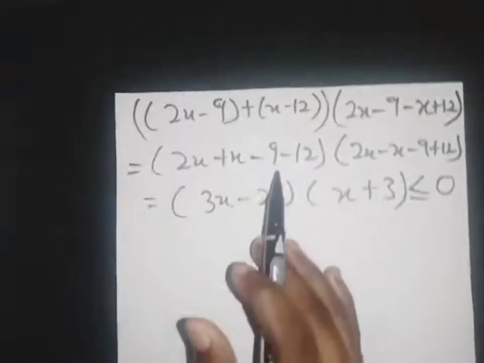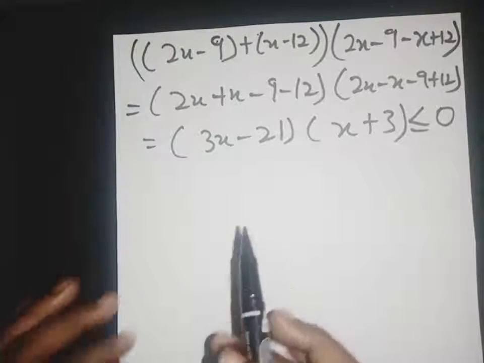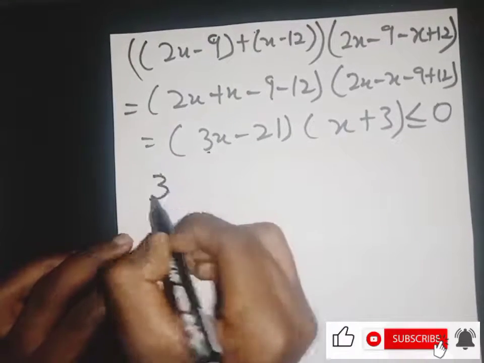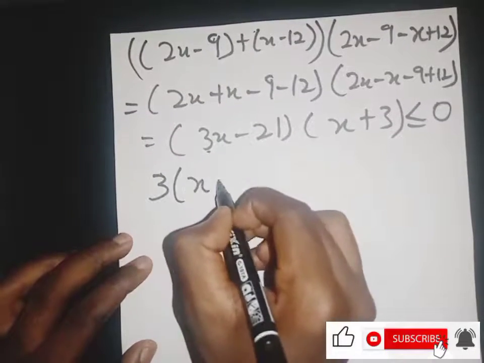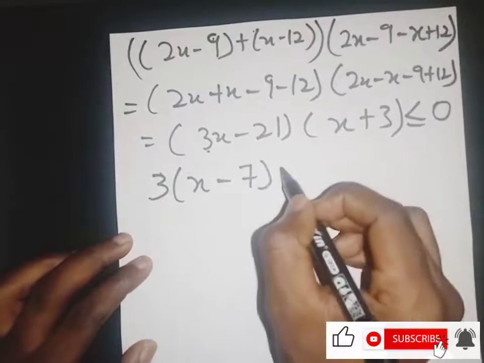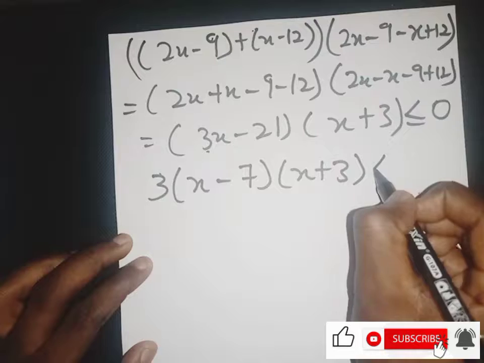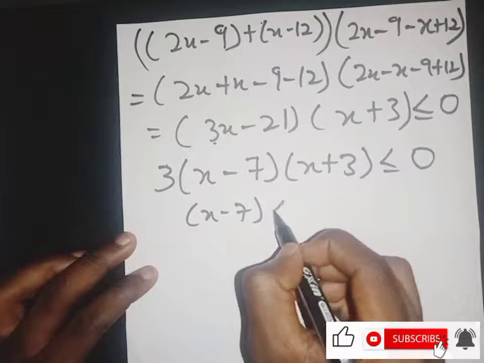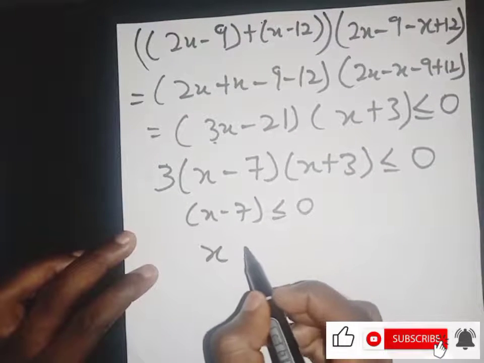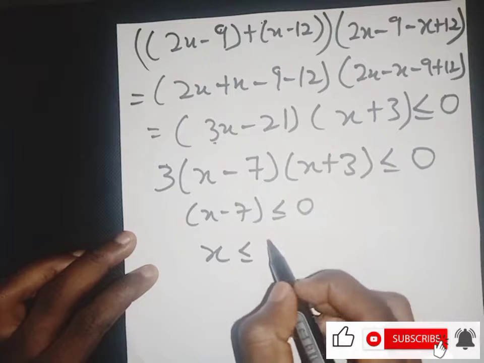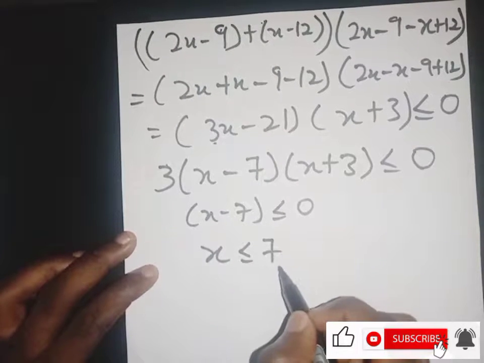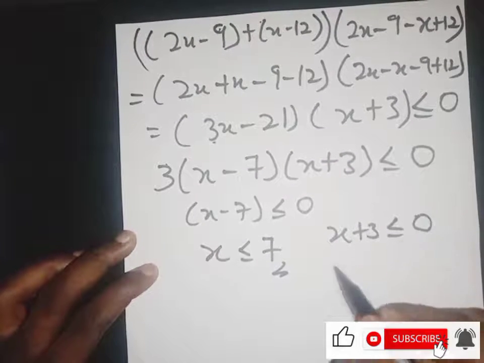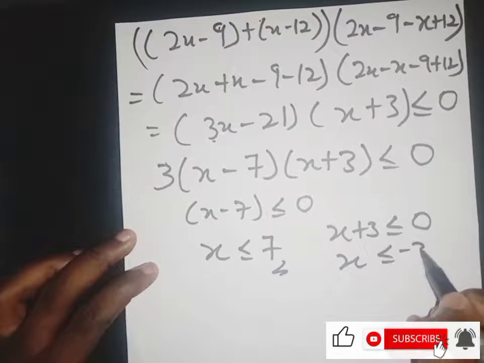Good. Now from here what we do is we can factorize 3 out here. So we have 3 outside, then we have s minus 7 here, and then we have s plus 3 here, greater or equal to 0. So from here realize that we can take s minus 7 greater or equal to 0, and therefore s here is less or equal to 7 in this case, and therefore s plus 3 here is also less or equal to 0. s will be less or equal to negative 3.